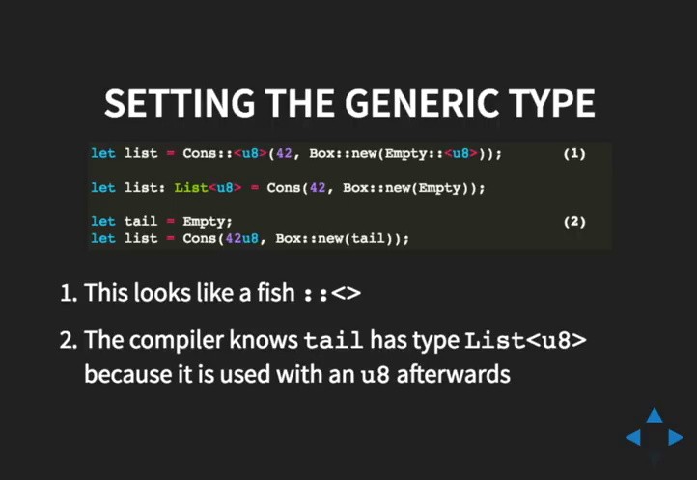And the third case is a bit different. We have our tail variable, which is then used afterward with a list that contains a 42 U8. That means that this integer will be of the type U8, which means an unsigned integer of 8 bits. So because we use the variable tail afterwards with a list of U8, the compiler is able to infer that this tail will be a list of U8.